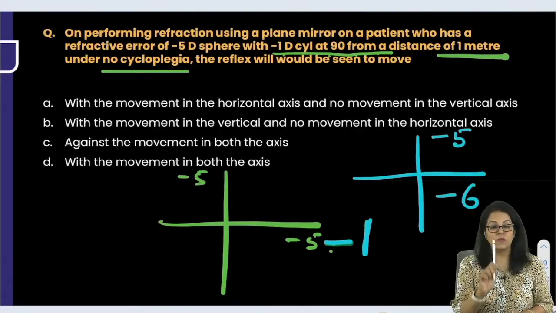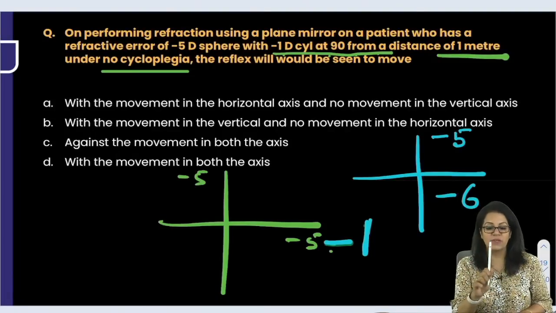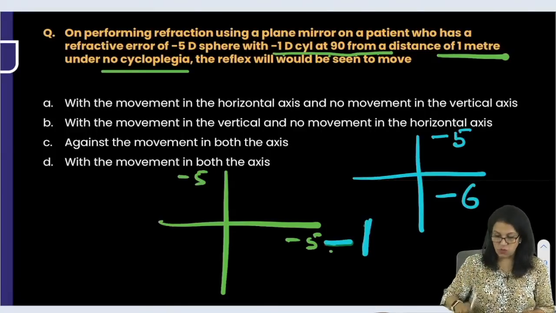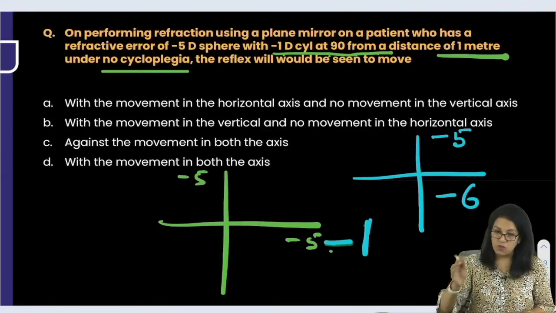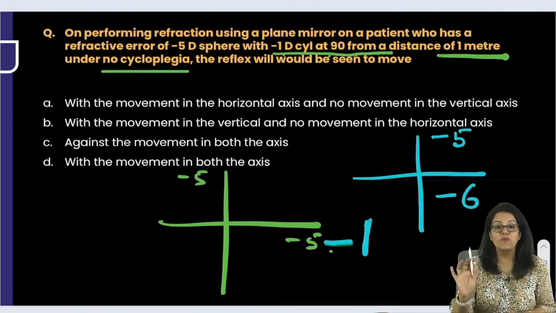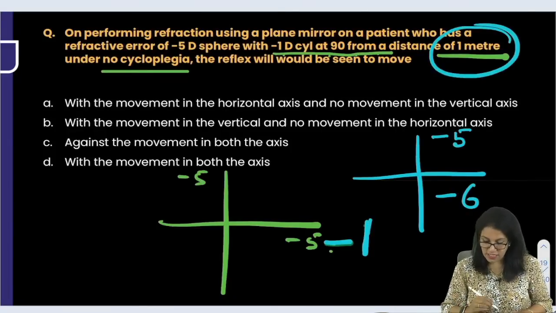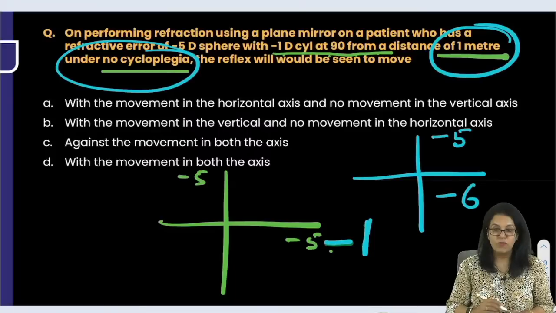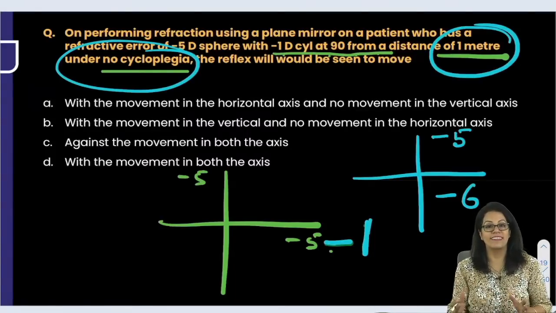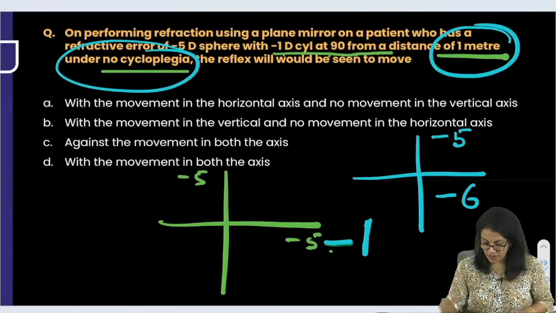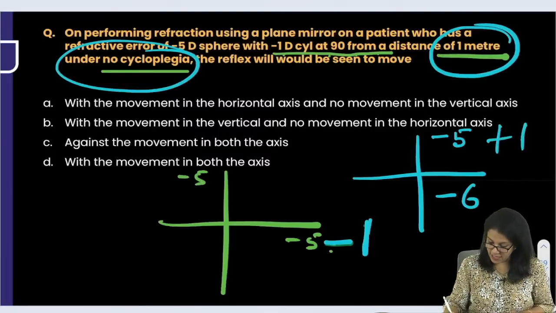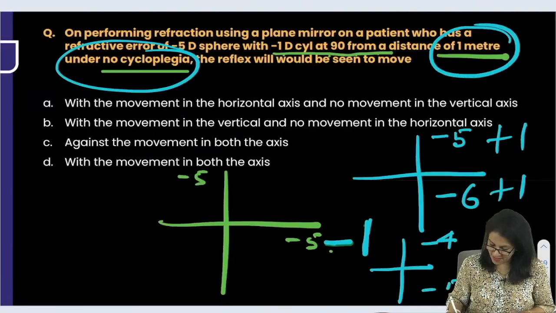Now you have done only one thing: you have converted this prescription into a retinoscopic reading, that's it. But do you realize this is a corrected reading? We have already subtracted the correction factor, and only then given a prescription. So now you go to the uncorrected reading, because you have to comment on the movement. What was the correction factor? It is given in the question: 1 meter distance, no cycloplegic. What will be the correction factor? Everybody knows, it is 1. You had subtracted 1, now you are going back, so you add 1 here. Now your uncorrected reading becomes -4, -5.